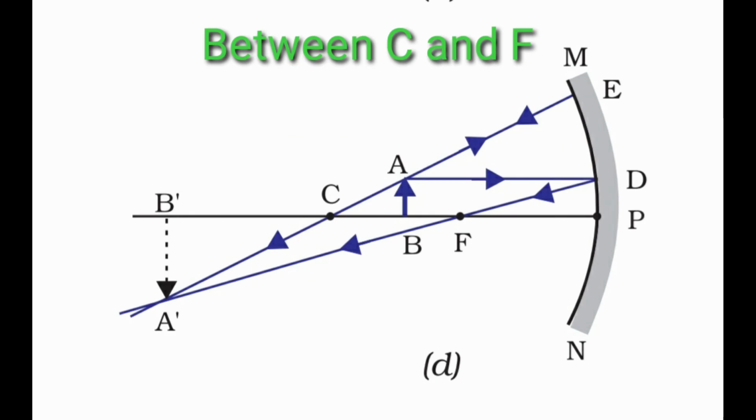Case 4, when the object is between center of curvature C and principal focus. Here are two special rays. One is incident through the center of curvature, which rebounces, and the second one parallel to the principal axis, which passes through focus after reflection. The image will be formed beyond C and is enlarged in this case.